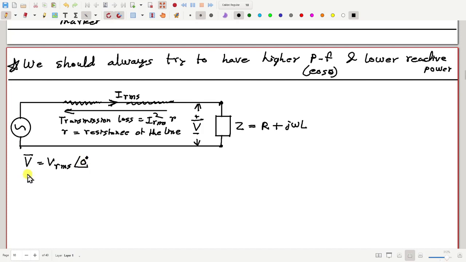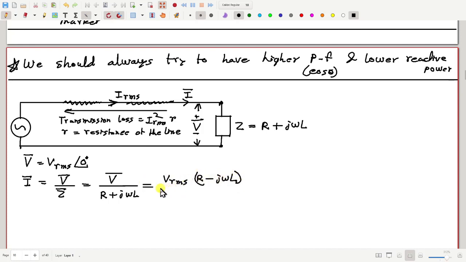Okay, then how much is I RMS? This current, the phasor current, will be V bar by Z bar, which is V bar by R plus j omega L. So that will come out to be V RMS, and if I multiply R minus j omega L in the numerator and the denominator, we will get R square plus omega square L square. Okay, so this is the current.